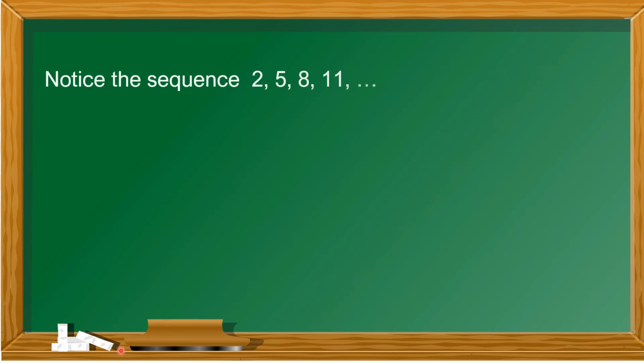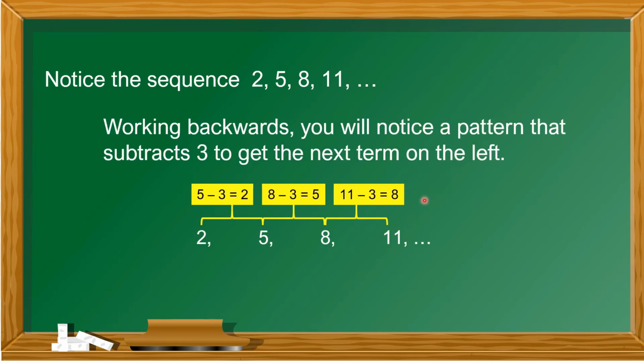Notice that the sequence is 2, 5, 8, 11. Working backwards, you will notice a pattern that subtracts 3 to get the next term on the left. 11 minus 3, you will have 8. 8 minus 3, you will have 5. And 5 minus 3, the answer is 2.